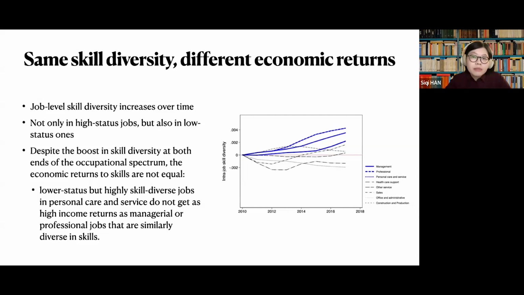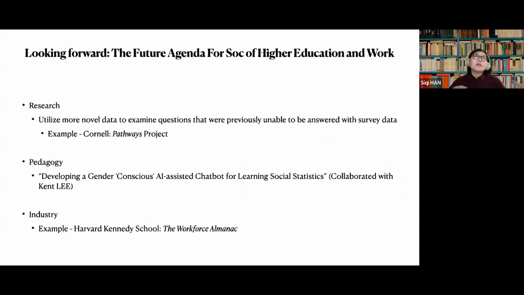So looking forward, what do I think is, well, my humble opinion, what is the future agenda for sociology of higher education and work? So in terms of research, of course, one big task is to gather more data to examine questions that were previously unable to be answered. So I will offer an example of Cornell's pathway project.